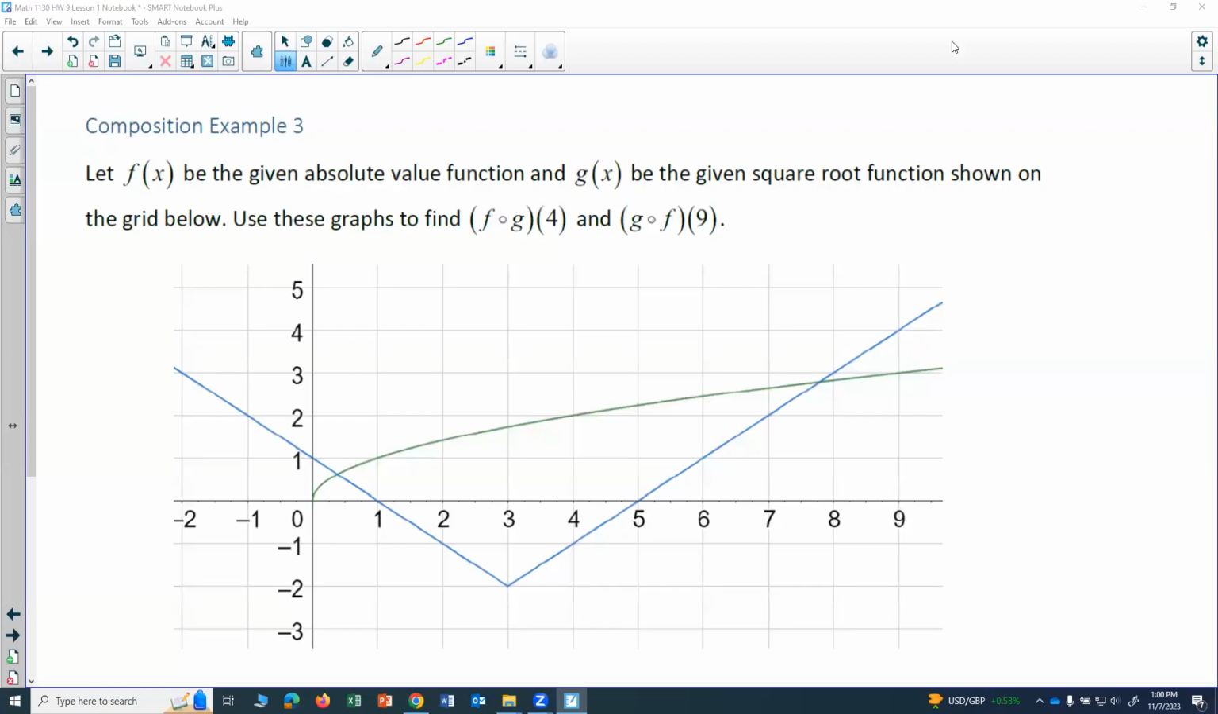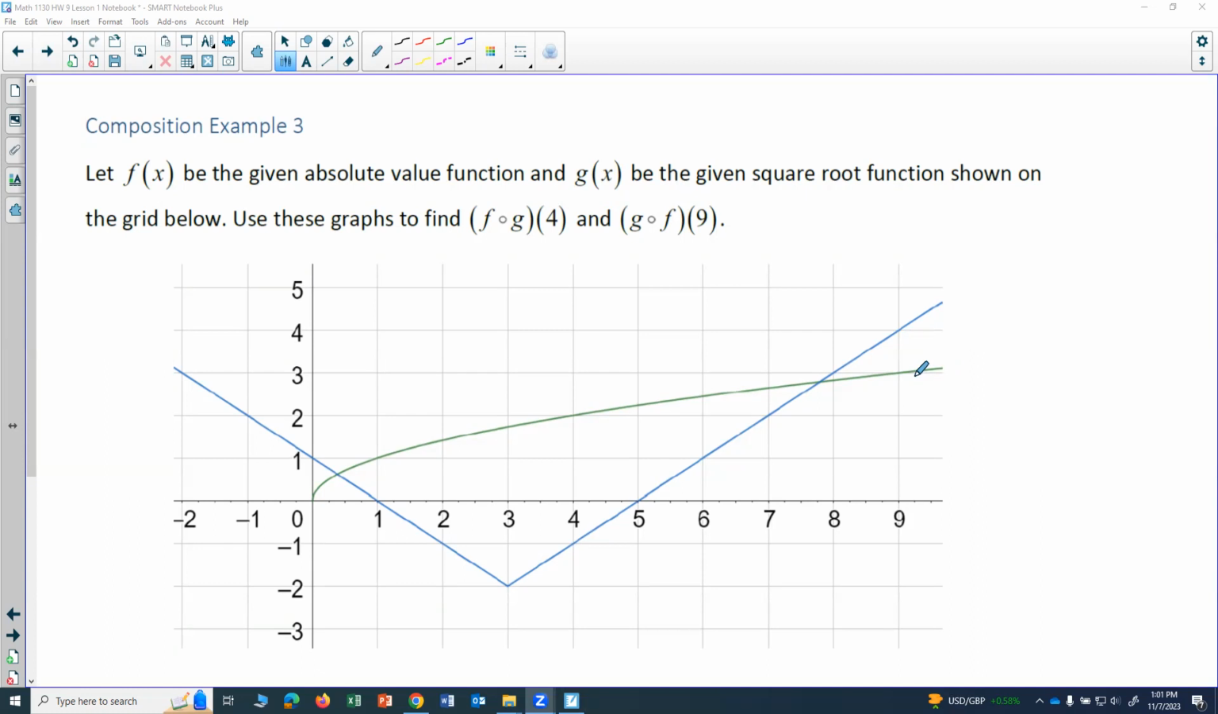In this video, we'll look at finding values of composite functions from a graph. Let f of x be the given absolute value function. So we're given a graph here. The absolute value function is the one that's shaped like a V. And g of x be the given square root function. So that's the one that starts at 0, 0 and looks like half of a parabola turned on its side.